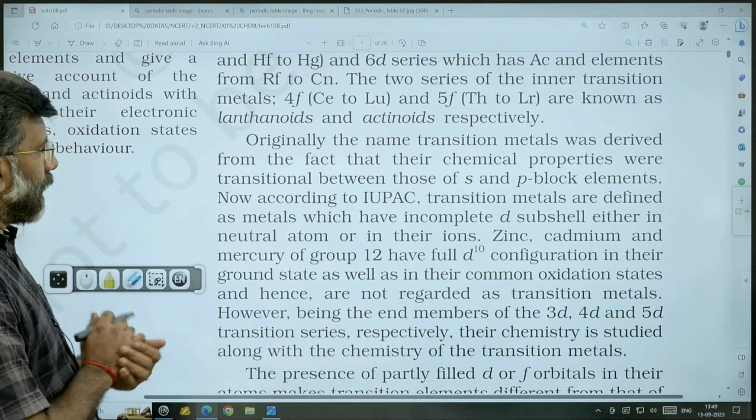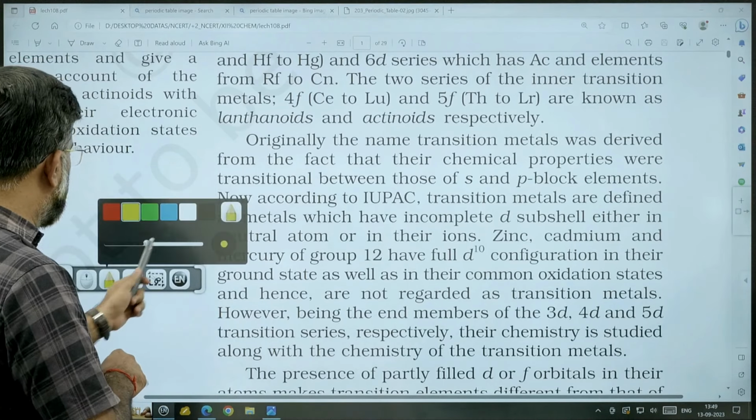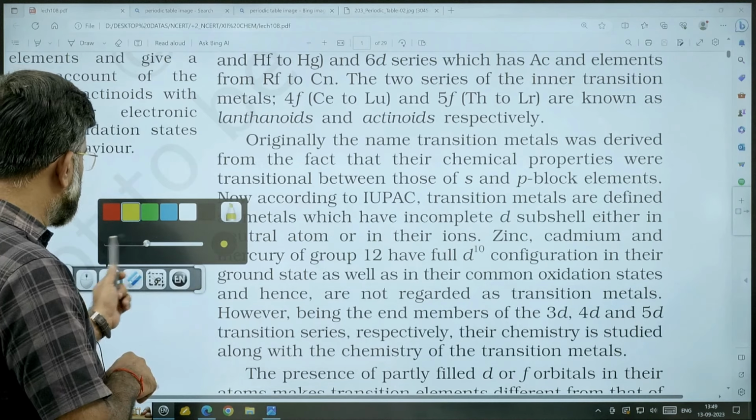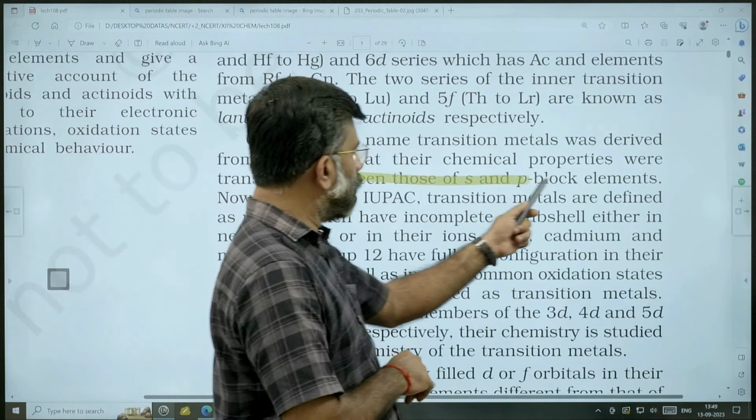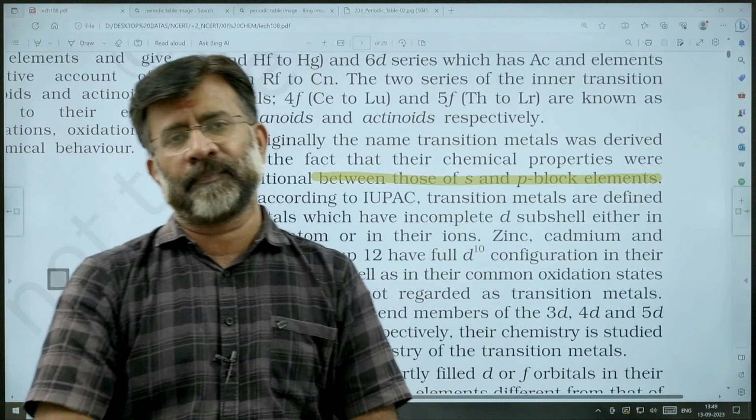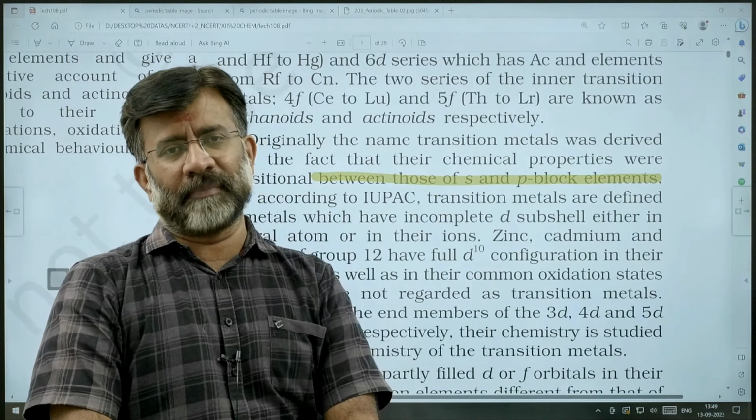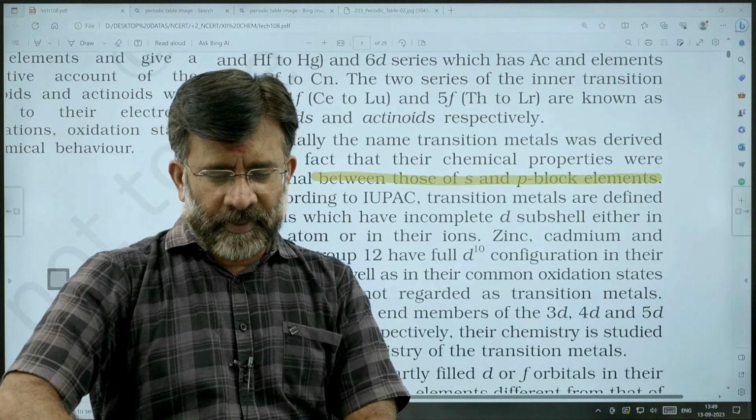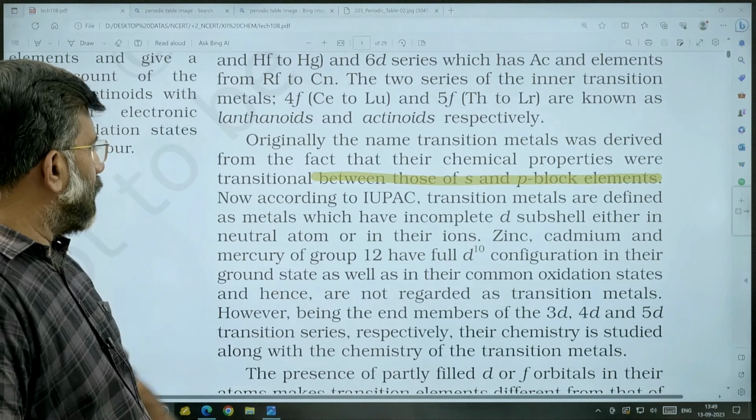Originally, the name transition metal derived from the fact that their chemical properties are transitional. What is the meaning of transition? Chemical properties between those of S and P block elements. Transition means deviation. The name is so given. That's how the transition name was given.